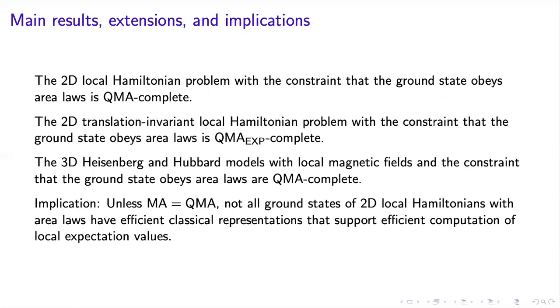We can also extend the result to more physical models, including the 3D Heisenberg and Hubbard model with local magnetic fields. Even if we have an error law, the problem is still QMA complete. The implication is that if we assume MA is not equal to QMA, then not all ground states of 2D local Hamiltonians with error law have efficient classical representations that support efficient computation of local expectation values.